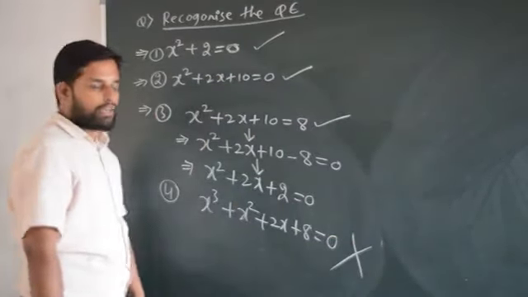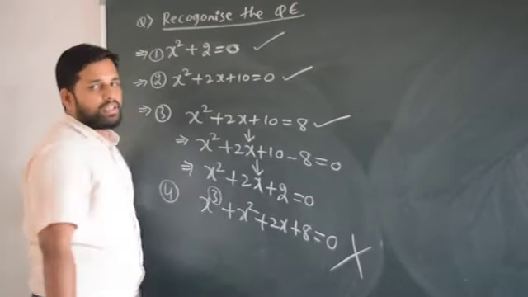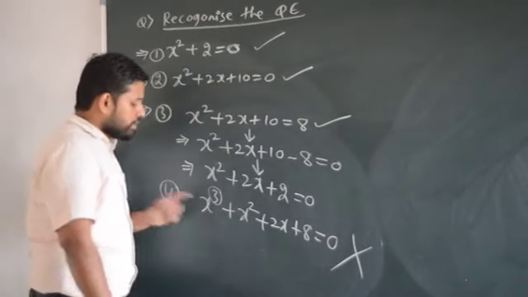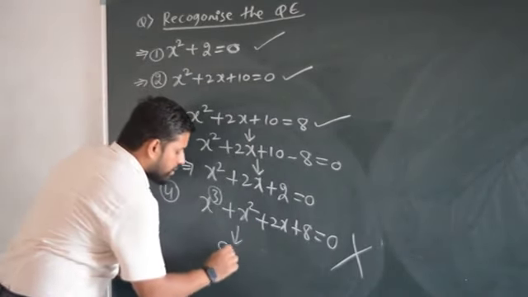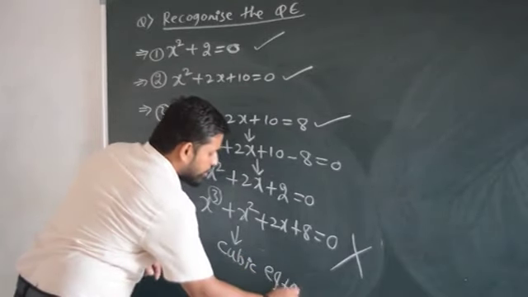Why is it not a quadratic equation? Because the degree is 3. For a quadratic equation, the degree must be 2 only. I should not be having degree 3. So this becomes what equation? This becomes a cubic equation. We are not talking about cubic equations.